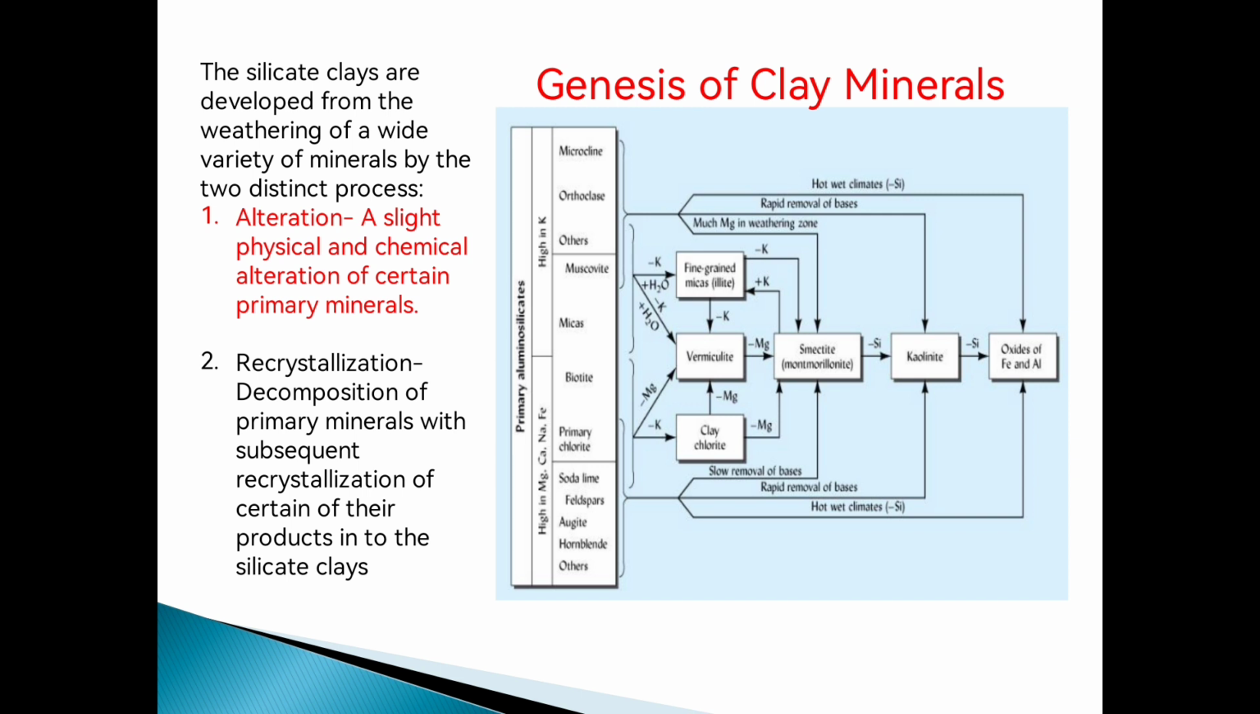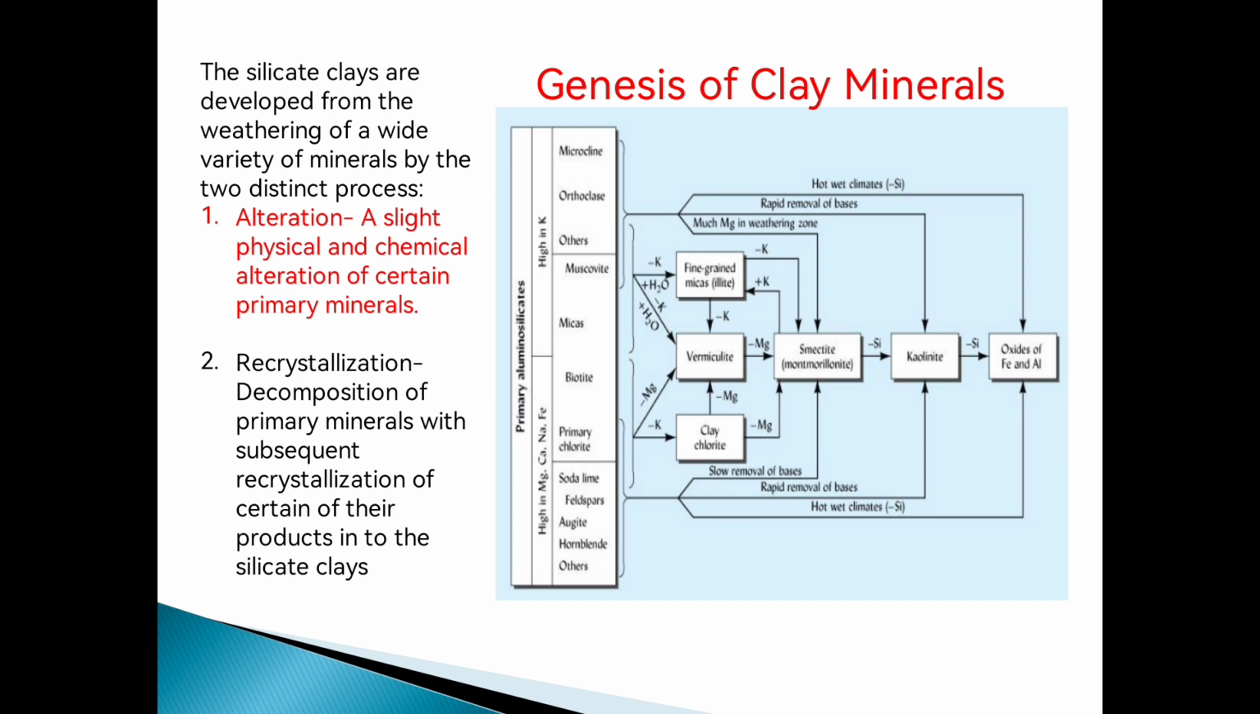For example, when we go to the microcline, orthoclase, and others, you see there's an arrow there. Some of these are going to be developed into fine-grained micas, which can be illite, or they can also be formed into vermiculite, or into clay chlorite, for example. So there will be transformation depending upon what processes it underwent.